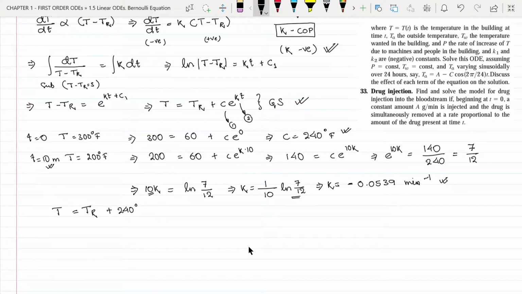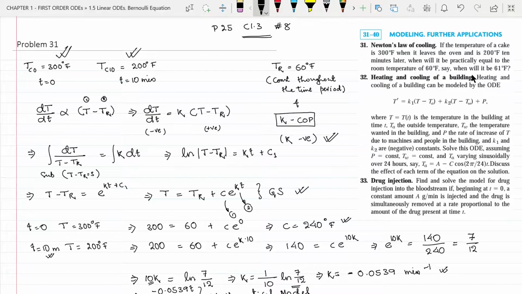So the mathematical model is T equal to TR plus 240 degrees e to the power K, which is minus 0.0539 t, and this is the mathematical model of the system. Now in this model we can write 60 in place of TR. Now you can see that using this mathematical model we can plug any value of time and it will give us the temperature of the cake at that point of time.